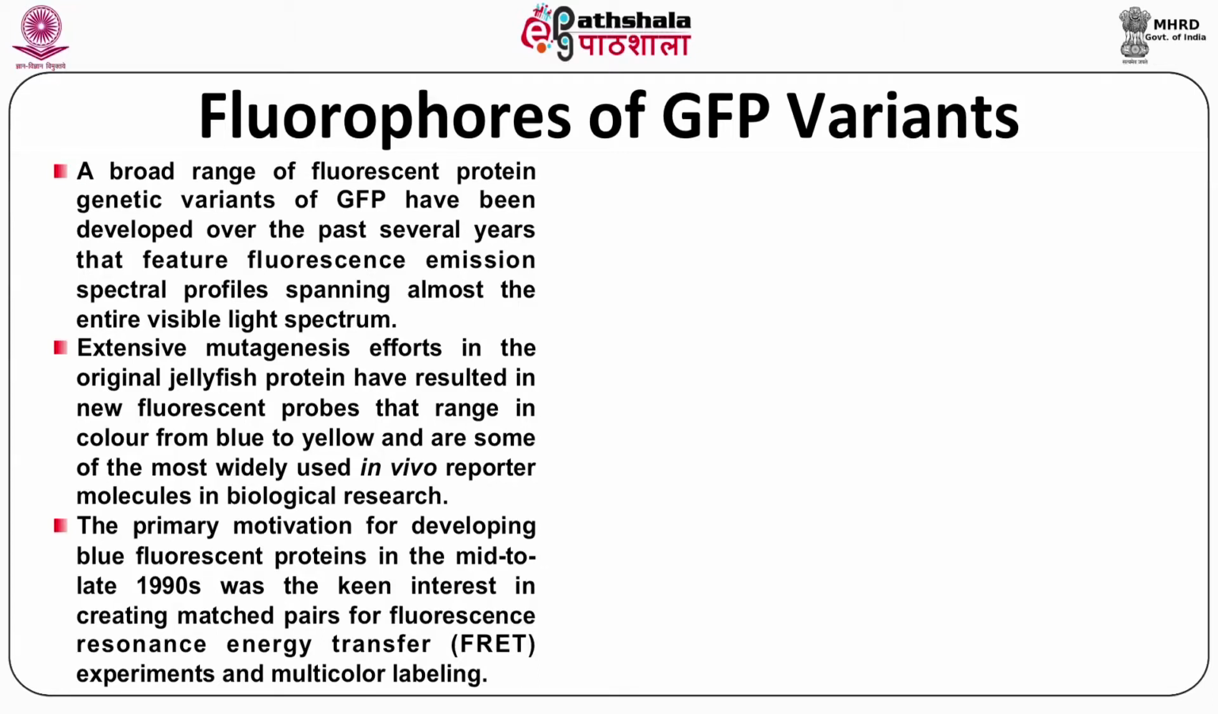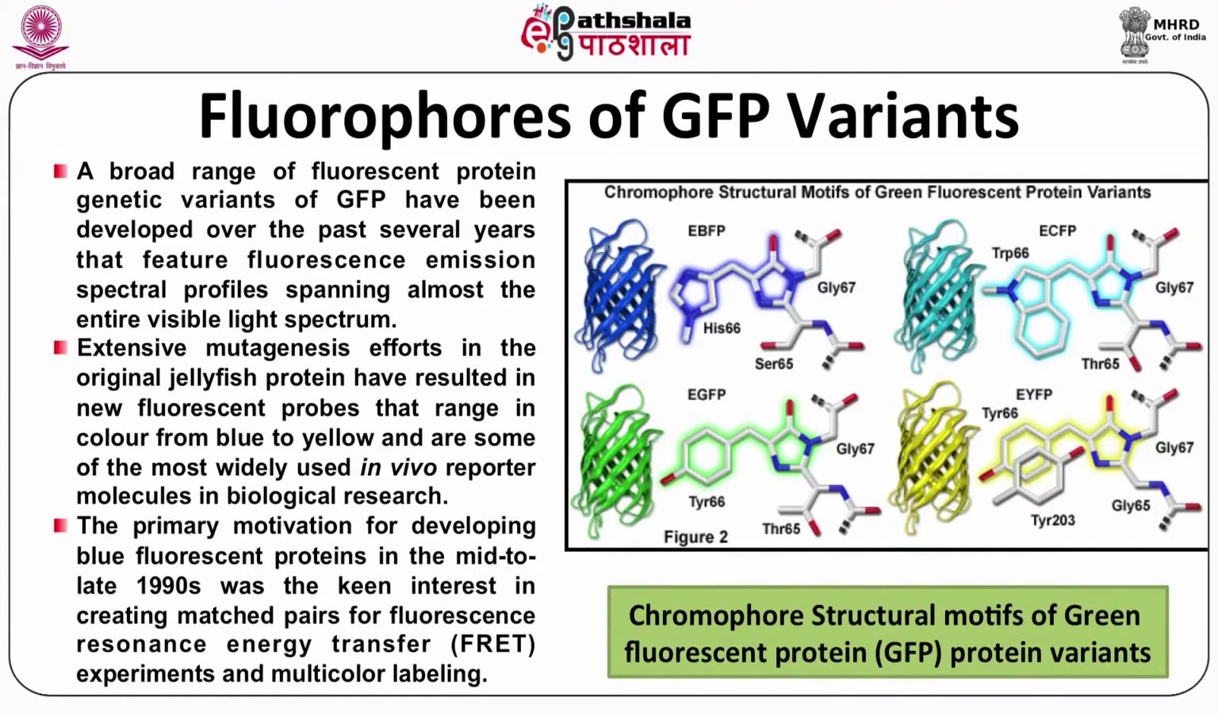You can see here the structure of the chromophore motif of green fluorescent protein variants. Like EBFP, the histidine 66, glycine 67 and serine 65 triad is formed. However, in the case of EGFP, tyrosine 66 is in place of histidine 66, with threonine 65 and glycine 67. On the other hand, in ECFP, tryptophan is located at the 66th position. However, tyrosine 203 is located in the EYFP.